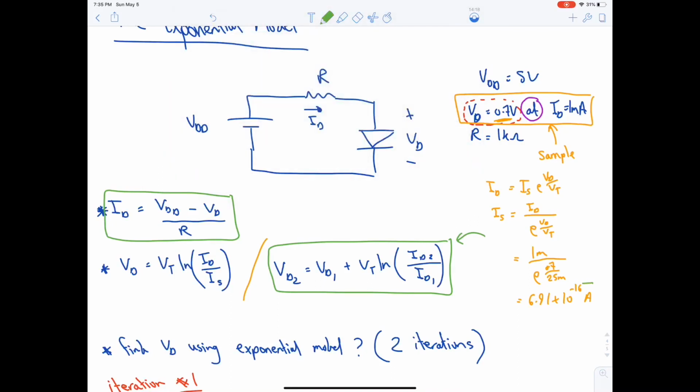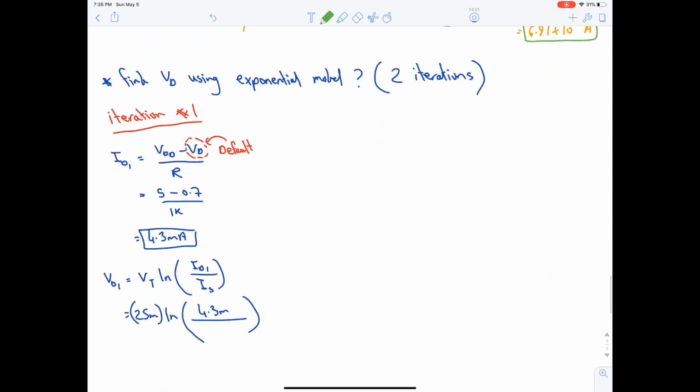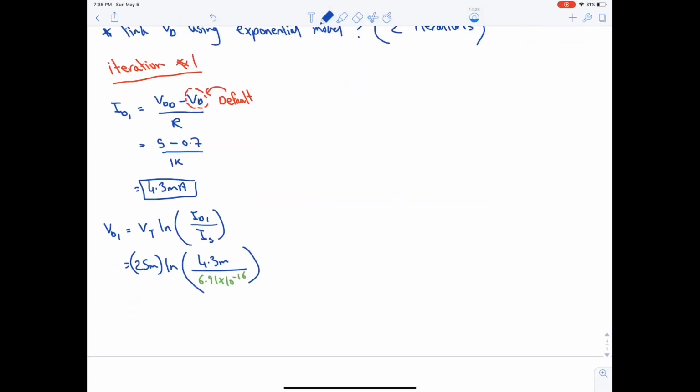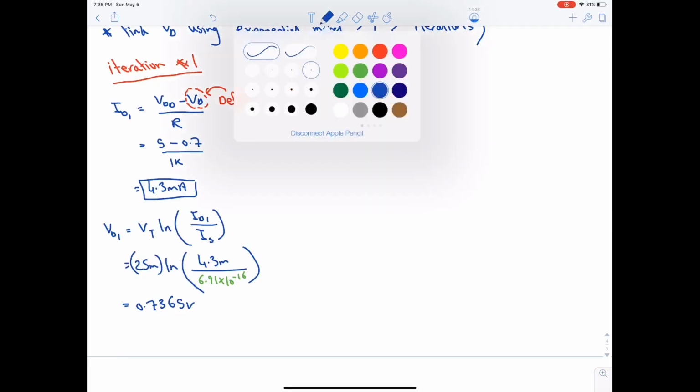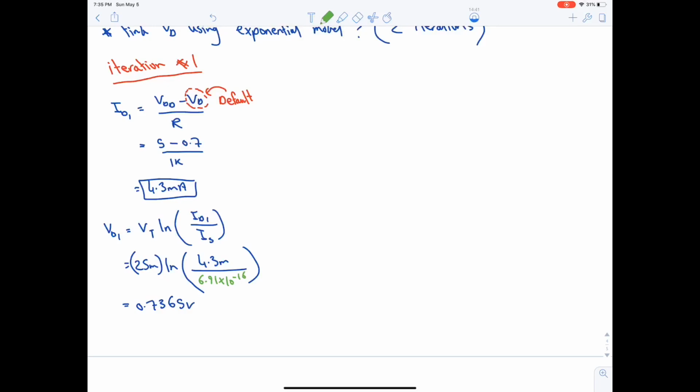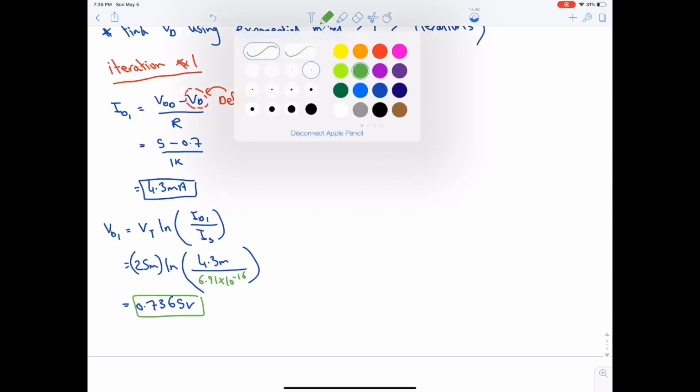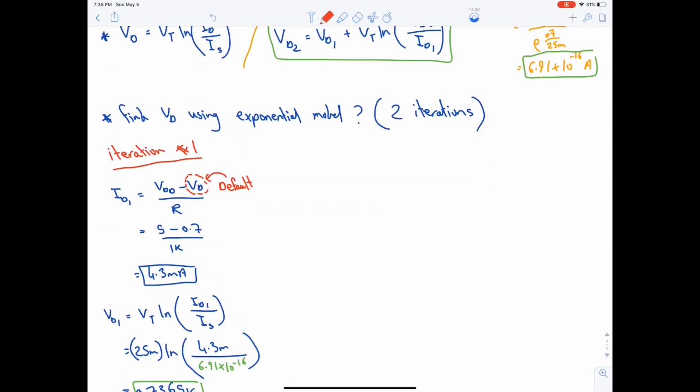After finding IS, I can plug it in here. 6.91 times 10 to the power of minus 16, and it will give me the first voltage drop across the diode. It will be 0.7365 volt. I recommend that you put at least 4 decimal points so that your answer becomes more accurate in the second iteration. If you put only 2 decimal points, then in the second iteration you will get almost the same answer. So now let's move on to iteration number 2.